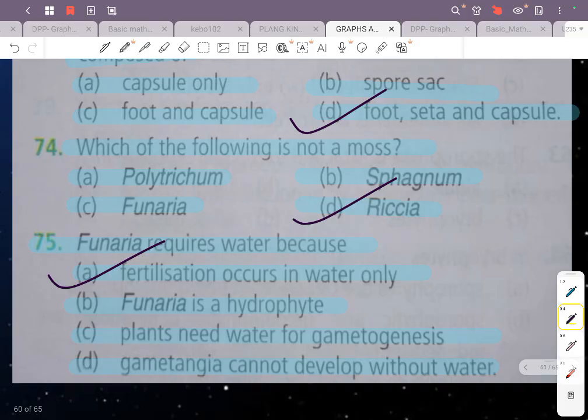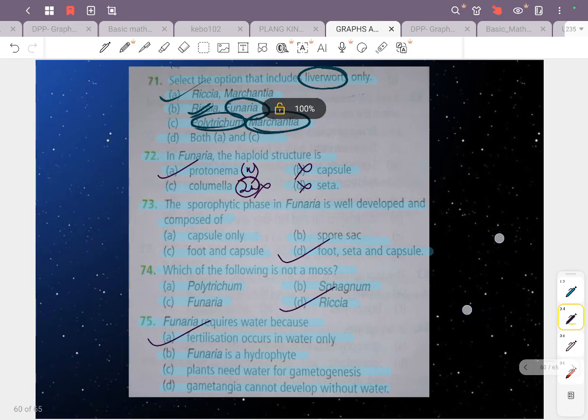So for some reason when they say fertilization occurs in water only, that's incorrect. They definitely need water for the process of fertilization because the anthrozoids, they require a thin film of water to travel to the archegonium and within which the fertilization takes place and there's formation of egg followed by the embryo stage and all of that. So which is why I found the framing of this question a bit weird. But again, we have to go with the most appropriate option and this is the only option that makes some sense as compared to the other options and that becomes the correct answer.